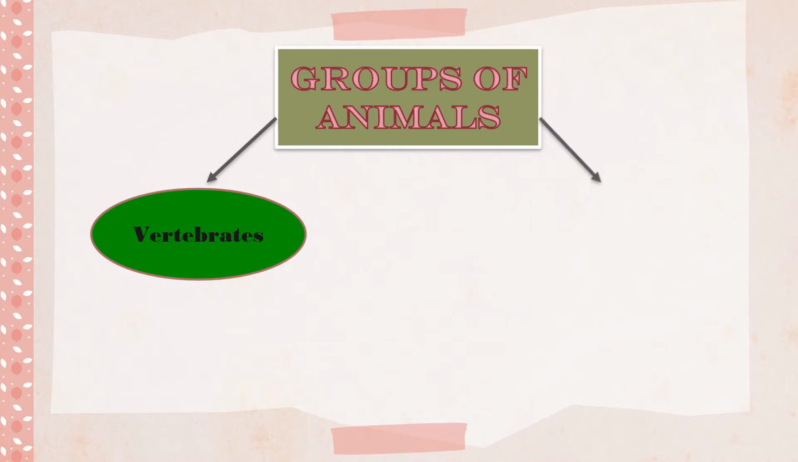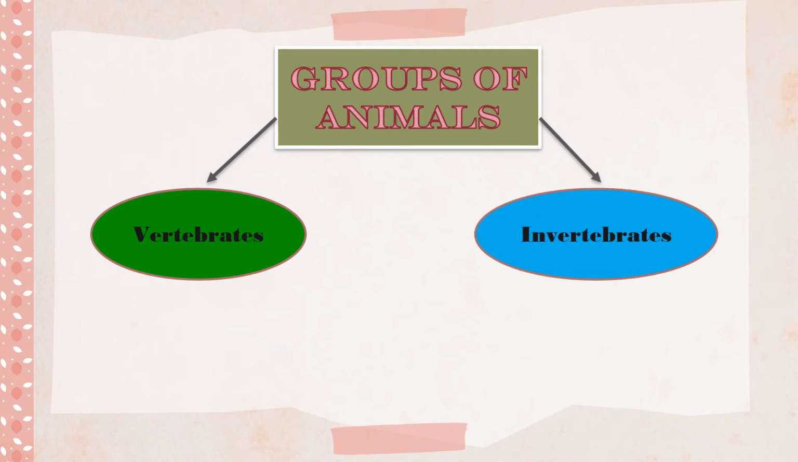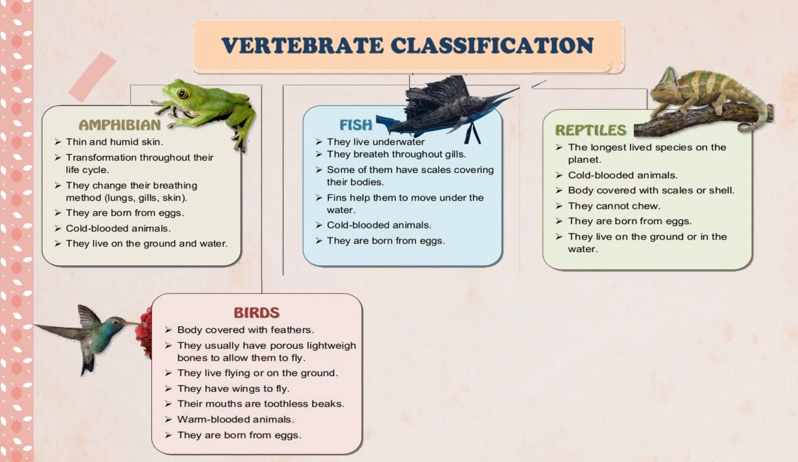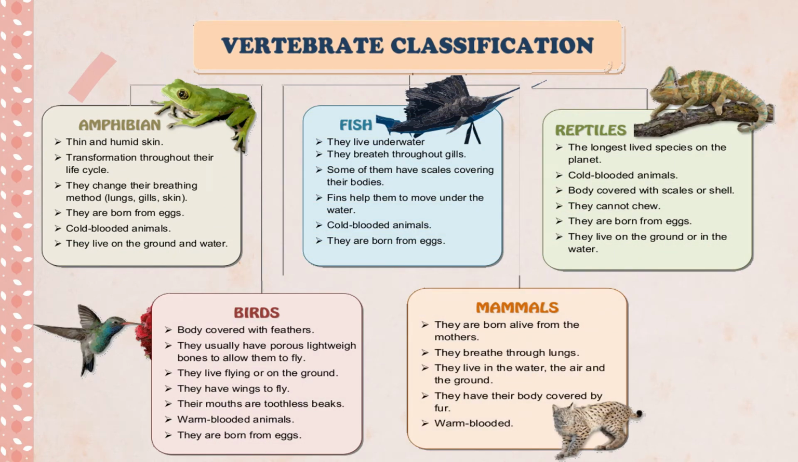Okay, next is invertebrates. So what are invertebrates? They are animals without backbones, living both on land and in water. Of all the animals on Earth, there are more invertebrates than vertebrates. Okay, again, the groups of animals are vertebrates and invertebrates. So let's move on. Now class, let's first discuss the vertebrate classification.